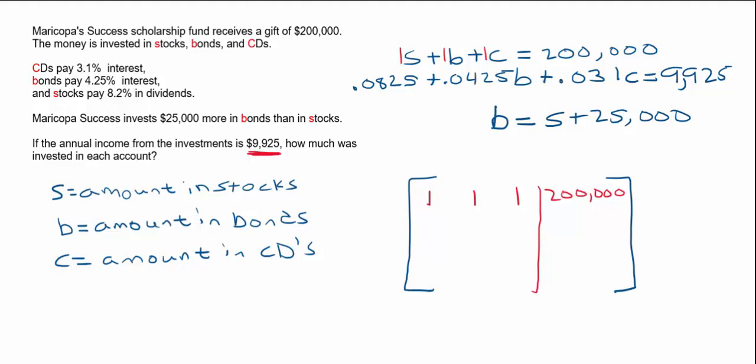Then my next equation has these as its coefficients, so I'll copy them into my matrix, and the constant was 9,925. Finally, in my last row, my variables are not organized the way the first two equations were. On purpose, I ordered my equations such that S came before B, which came before C. Because these are all terms, we can add or subtract and rearrange them however we want. So I need to subtract S on both sides. So normally you would probably write B subtract S equals 25,000.